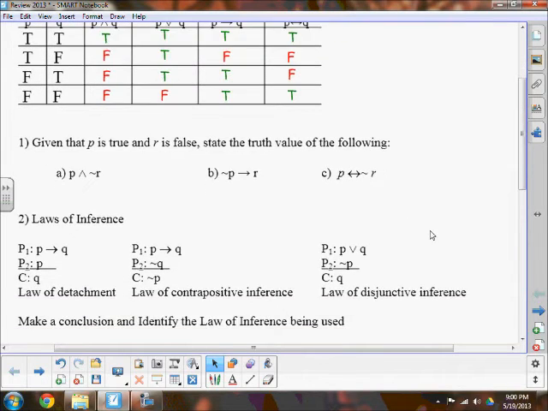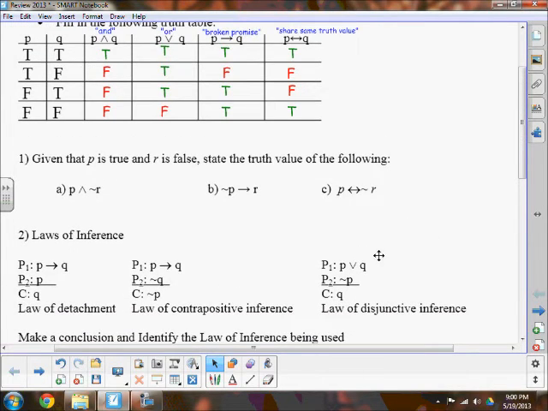So now, how do we use these types of rules in actual logic statements? Well, an example of that is right below here. Given that P is true and R is false, state the truth value of the following. Well, we can test these by filling in their truth values and then referring back to this table.